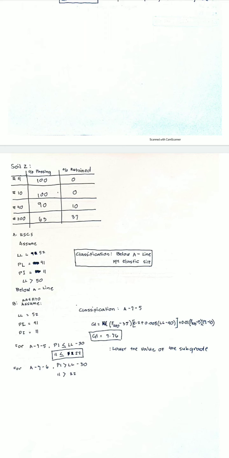So the GI of soil Z is equal to 7.76, meaning it is a lower quality of subgrade. So that's all.